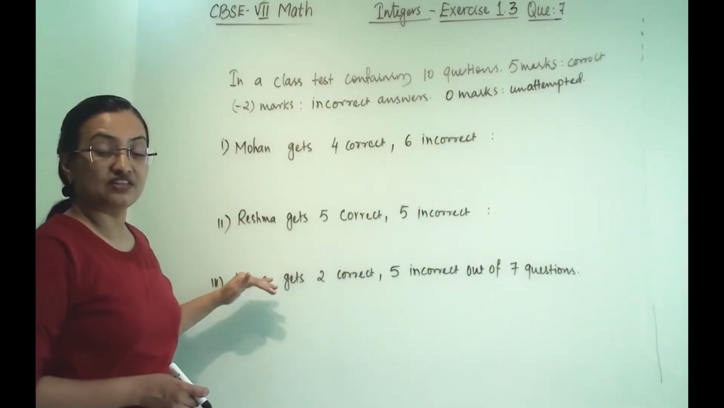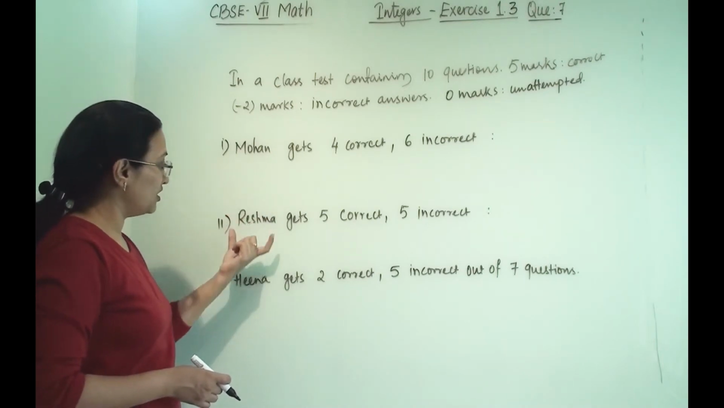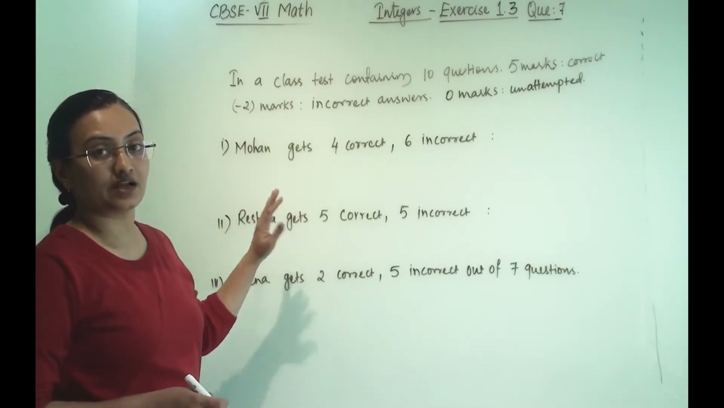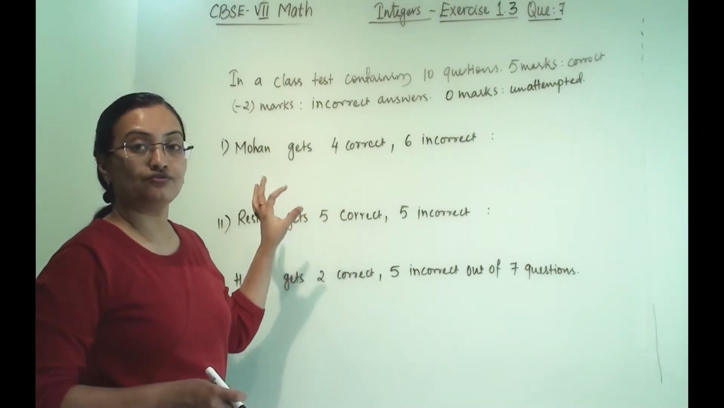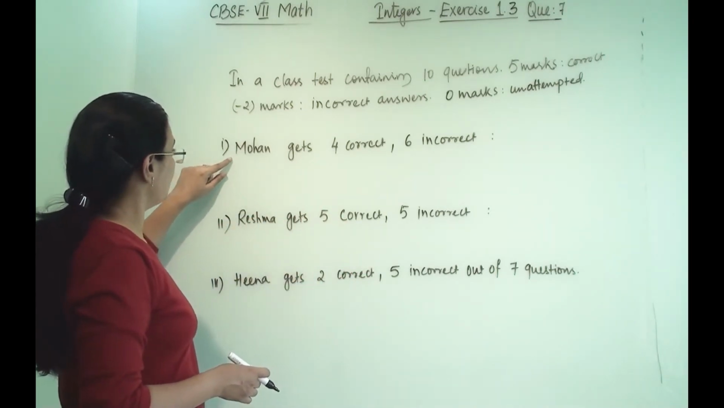So here they have given the details of 3 students, in which the first one is for Mohan, second one is for Reshma and third one is for Hina. And we have to see how much they have scored out of all the questions they have attended. So let us start from the first one.